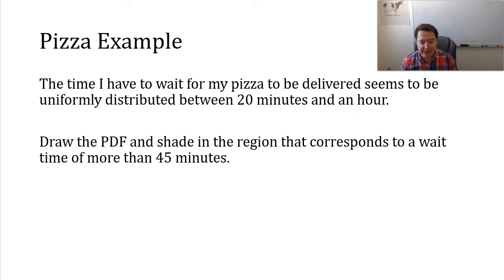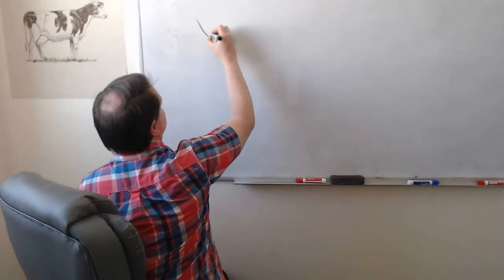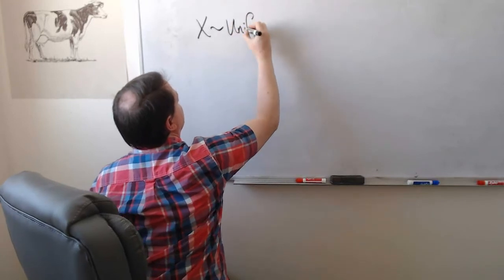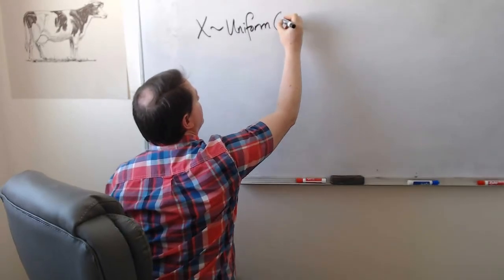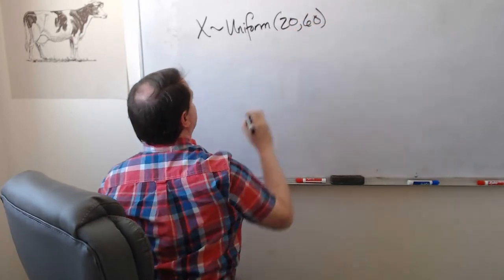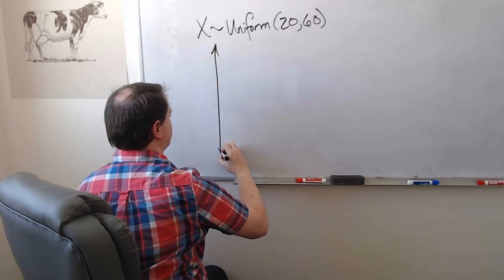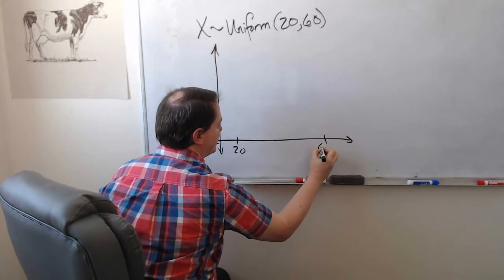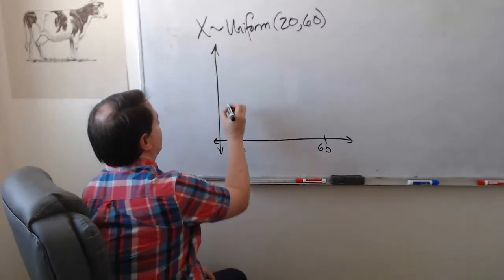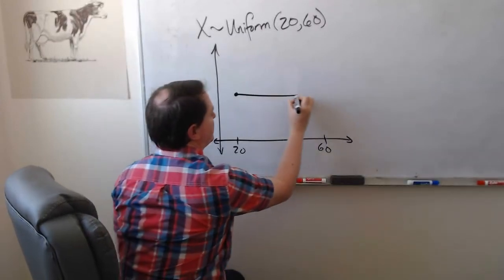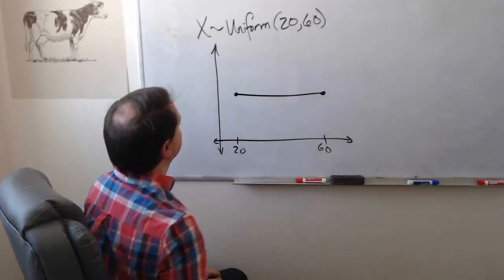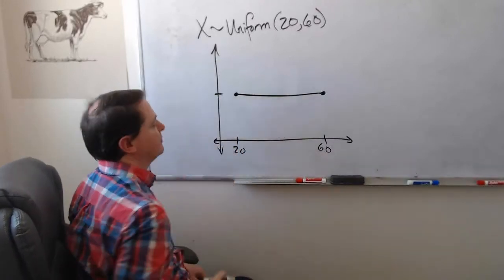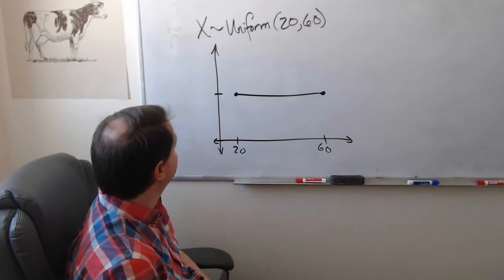So I want to draw that PDF and then shade in the region that corresponds to waiting more than 45 minutes. Okay, so let's call this variable x, which is a uniform distribution that goes from 20 to 60. It doesn't really matter with my scaling here. And it's uniform, so it'll be flat here. I only need to find the height in order to do all my probabilities or percentiles.